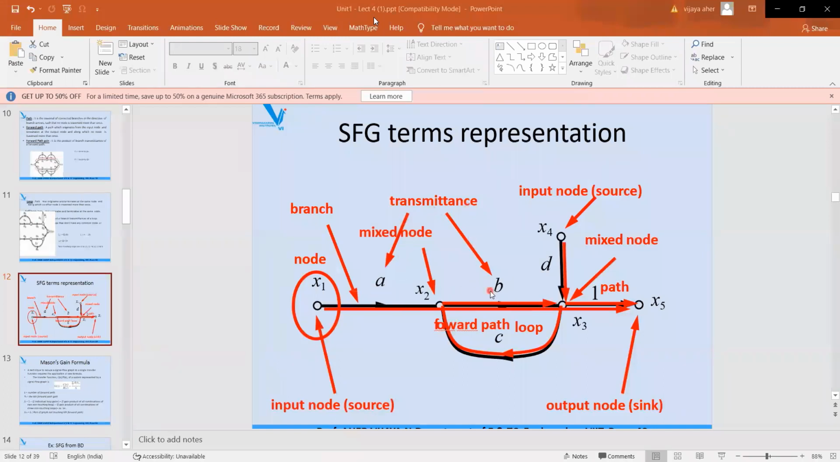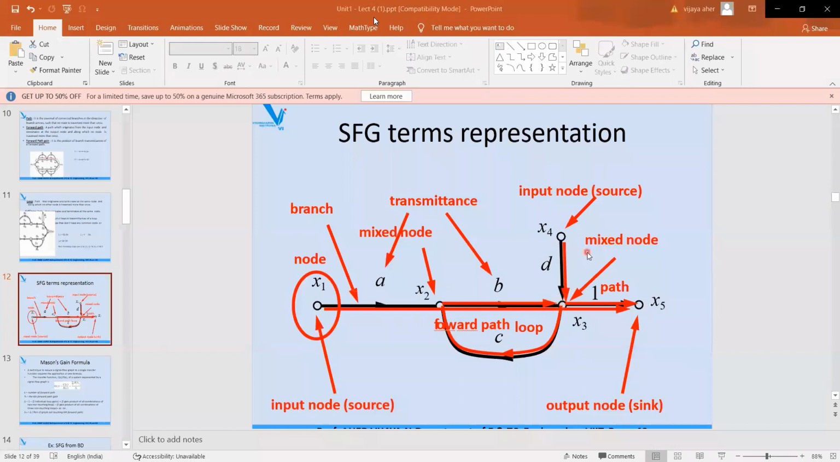Here transmittance is written on the branch. So this is another branch moving from node X2 to X3. बरोबर, ट्रान्समिटन्स काय आहे? B. आता हा नोड घेऊया आपण X4. X4 is input node. So X4 to X3, this is a branch along with this arrow. And what is transmittance? Transmittance is D.